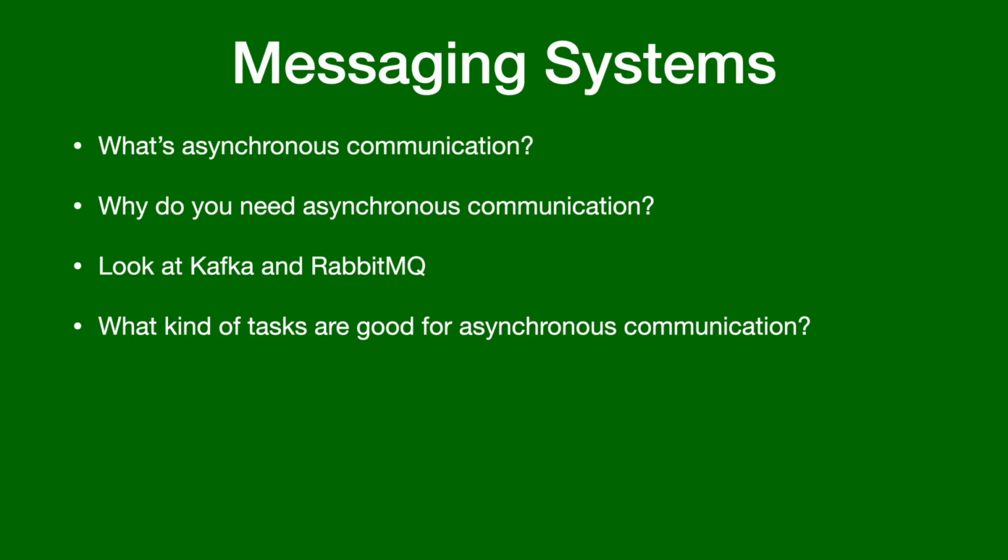The most important thing about a messaging system is you need to know what kind of tasks are good for asynchronous communication. So you can't just make everything asynchronous. That's not how it works. You want to know which tasks exactly can be asynchronous and how you can actually make it asynchronous using things like Kafka and RabbitMQ.